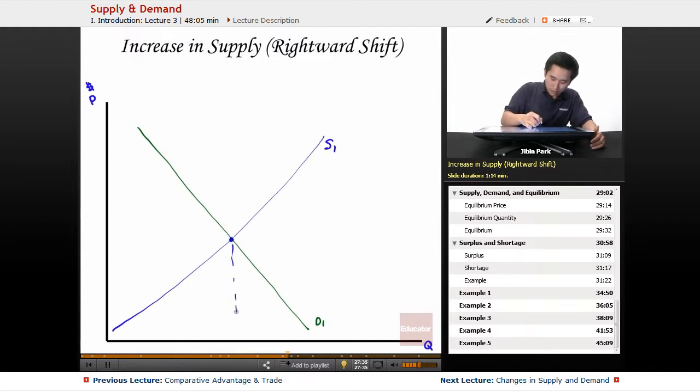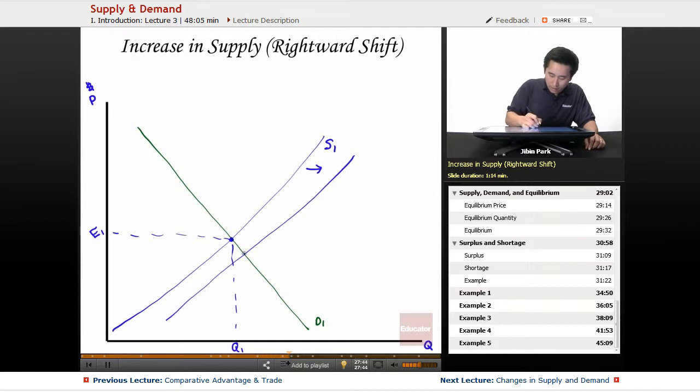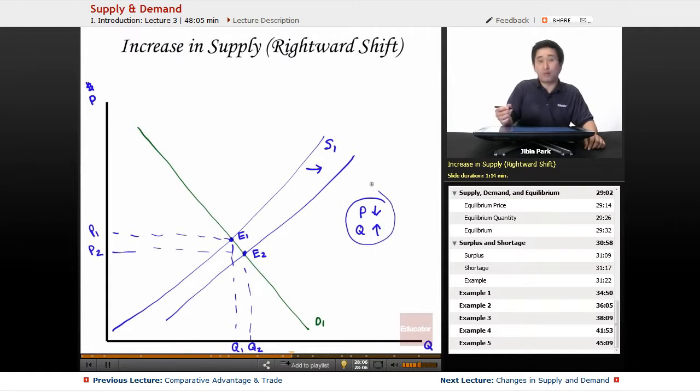So you have Q1 right here and E1 here. So if there's a rightward shift or an increase in supply, then the equilibrium, which is the point here, this here is P1 here, equilibrium would increase in quantity. So from Q1 to Q2, but the price would decrease here. So the price here would decrease, but the quantity would increase. So if there's a rightward shift in supply, that's basically what happens.